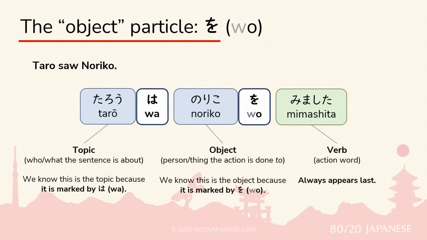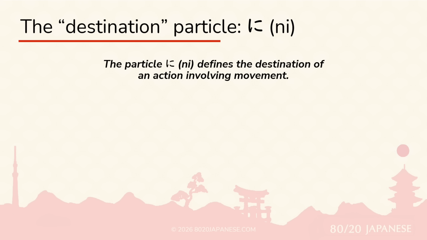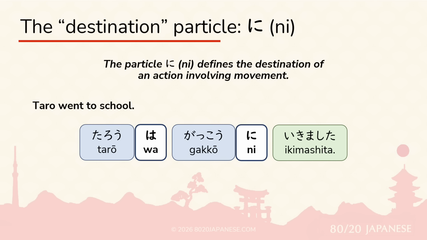Now let's look at another particle, the destination particle ni. The particle ni defines the destination of an action involving movement. So here's a simple example of this. Taro went to school. Taro wa gakkou ni ikimashita.